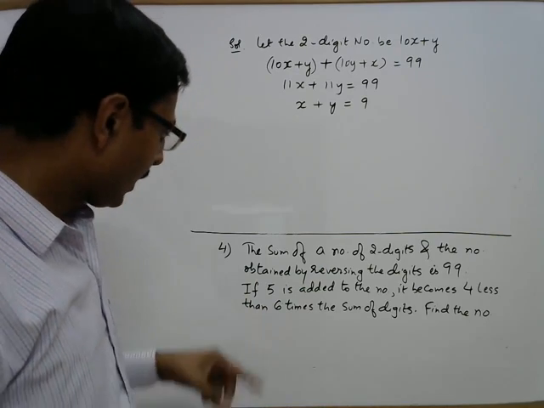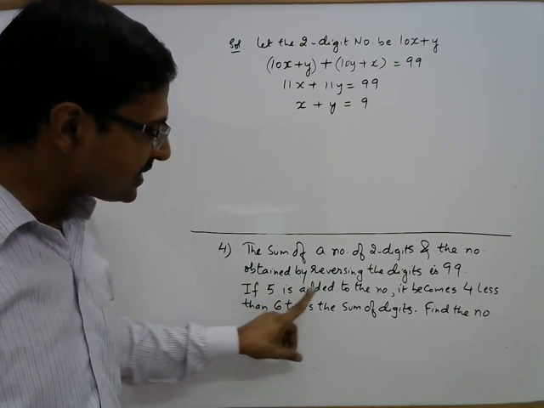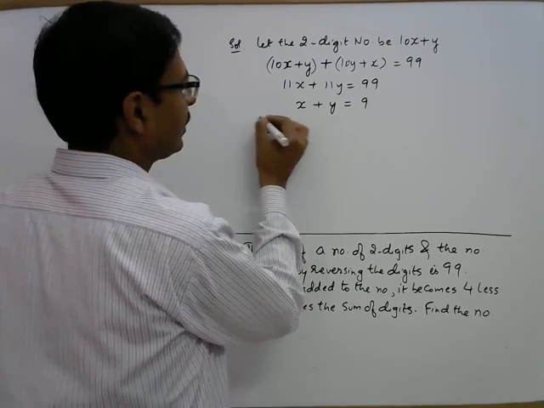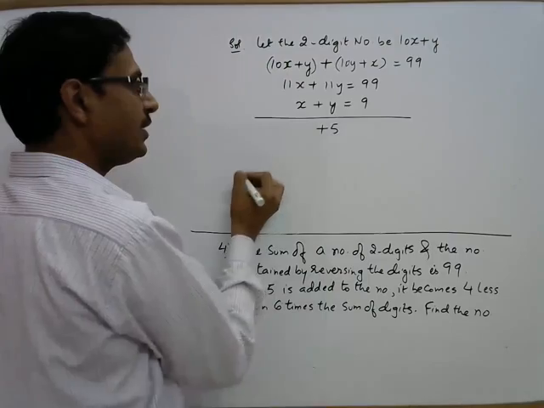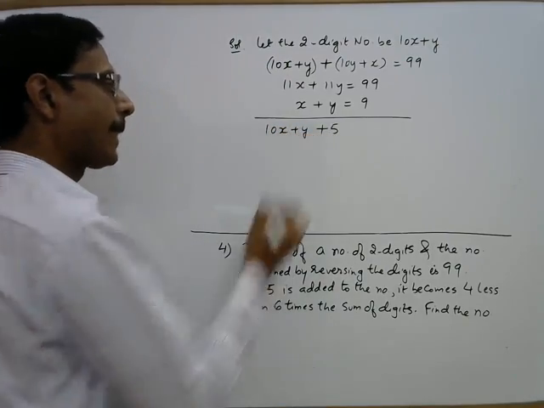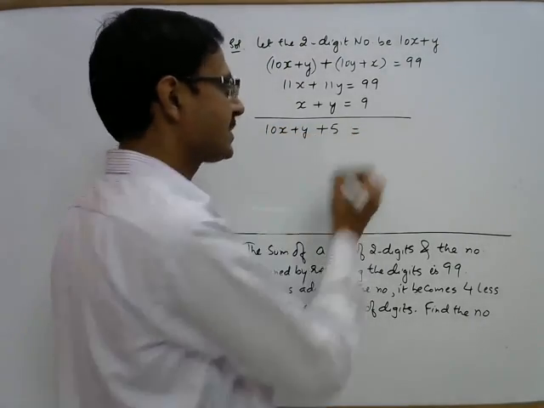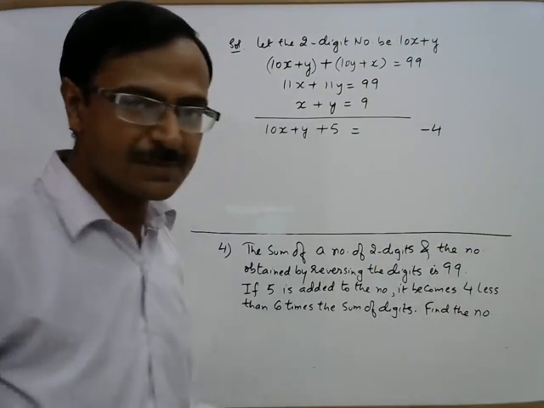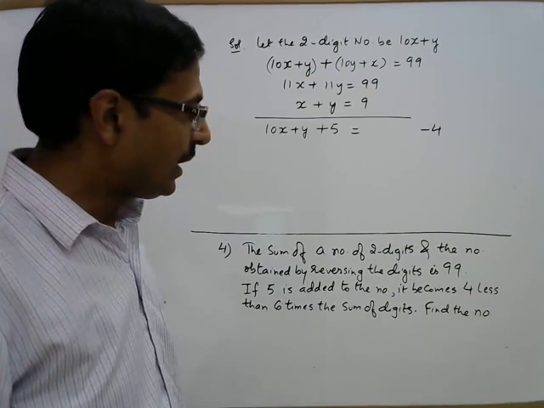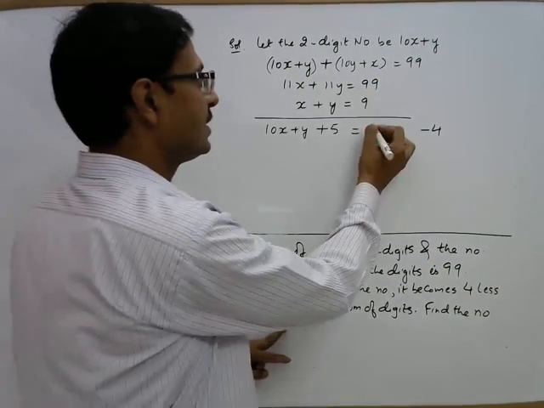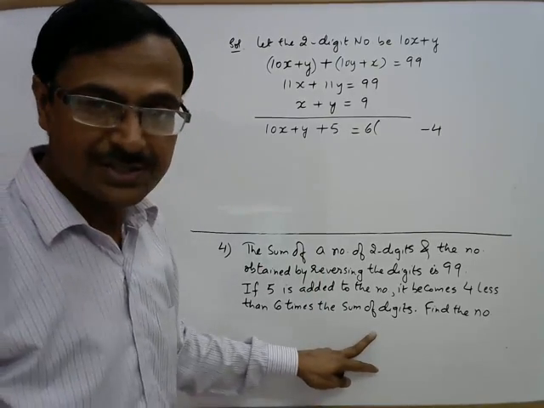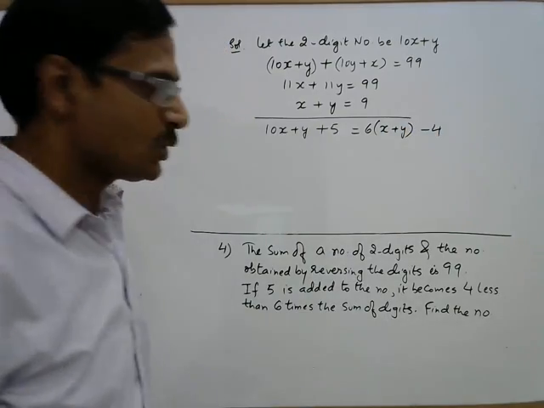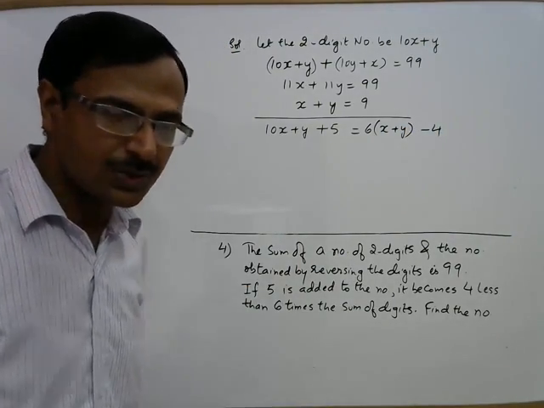Very important. The second condition: if 5 is added to the number, the number is 10x plus y, what happens? It becomes 4 less, that means minus 4, than 6 times the sum of digits. And what is the sum of digits? x plus y. So just study the statement, you will obtain this equation.